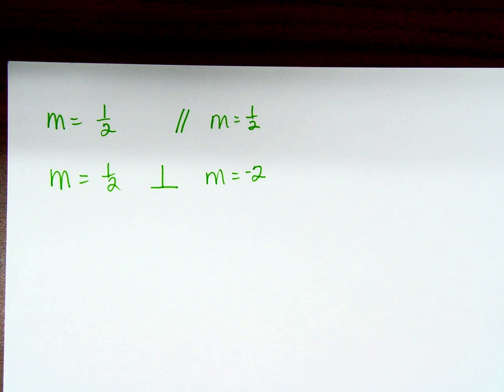If two distinct non-vertical lines have the same slope, then they're parallel. So it goes both ways. If they're parallel, then they have the same slope. If they have the same slope, then they're parallel. Two distinct vertical lines, both with undefined slopes, are parallel. They don't have a slope to compare because they're undefined, but they're still going to be parallel.